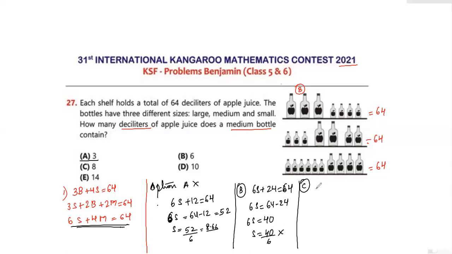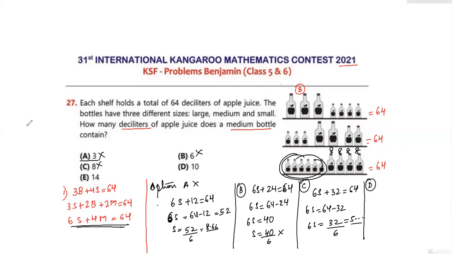I check for C. So I do 6 small, and if I put it as 8, 8, 8, 8, correct? So I get a 32, which plus the small bottles equals 64. So that means these 6 small bottles will be equal to 64 minus 32, which is again 32 over 6. So again, I will get something in decimals, which is 5 point something. So again, this is not my answer.